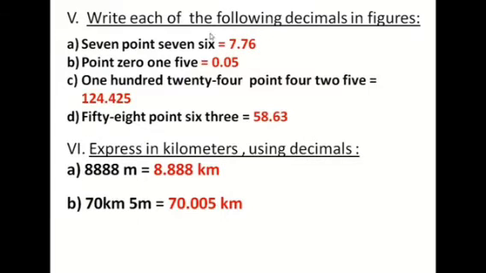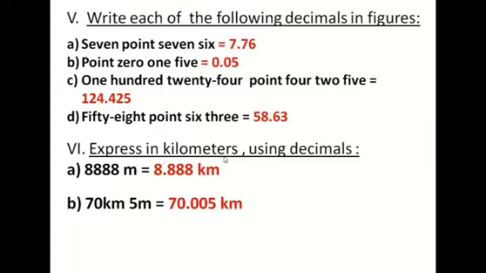Fifth main, write each of the following decimals in figures. First one, A, 7.76, B, 0.05, C, 124.425, and D, it is 58.63.